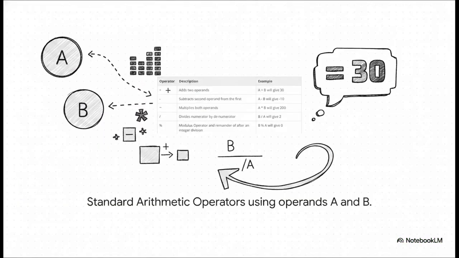Here, variables like a and b act as our operands, which is really just a fancy way of saying they're the data receiving the action. You've got your usual suspects: addition with a plus, subtraction with a minus, multiplication using an asterisk, and division with a forward slash. So if a is 10 and b is 20, a plus b evaluates to 30. It's essentially straightforward algebra translated directly into C.